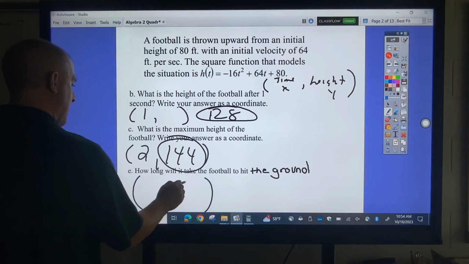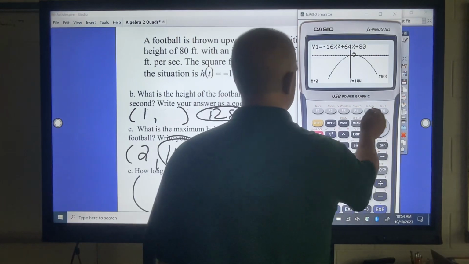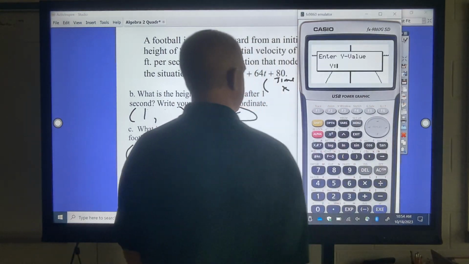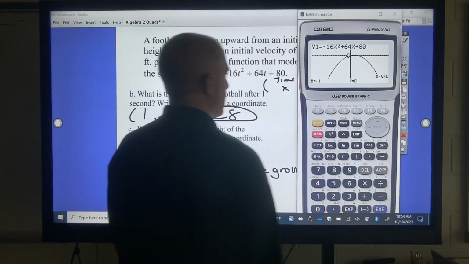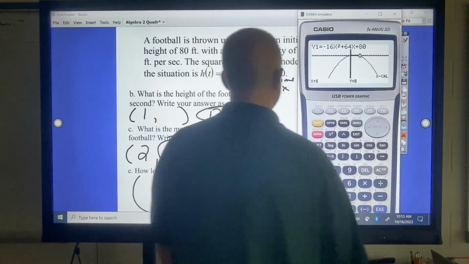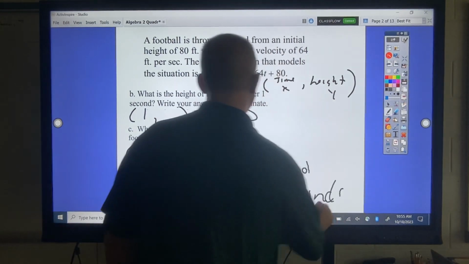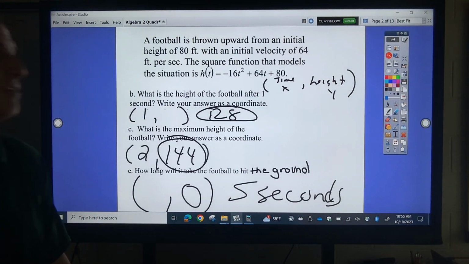How long will it take the ball to hit the ground? Once again, ground would be considered 0. So G-Solve X-Calculate. I'm going to put Y as 0. Now, obviously, it's not at -1. If I hit over, it would be at 5. So 5 seconds. And so that's how you configure those things.